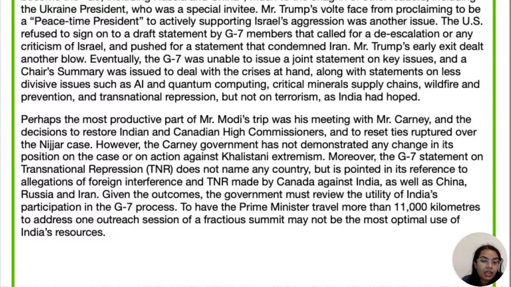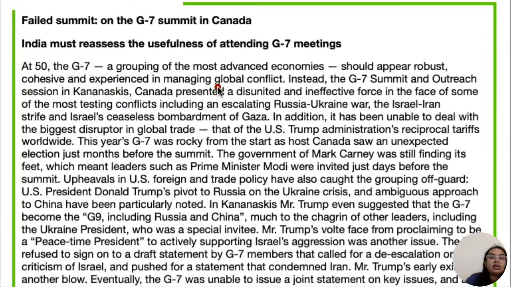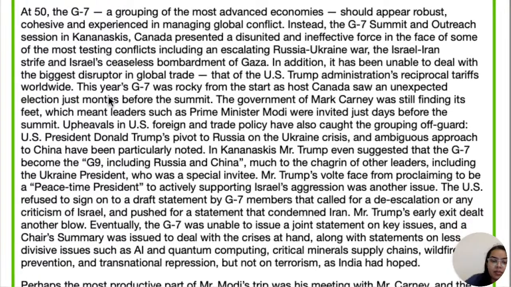Okay, I'll explain now. You can cross check with what you have understood, what has gone into your mind, and whether that matches or not. The failed summit: we saw that the G7 summit in Canada took place. We also read about how a last minute invitation was given to the PM and he accepted it. But what happened? So India must reassess, recheck the usefulness of attending the G7 meeting. How useful it is, whether it is in our favour or not.